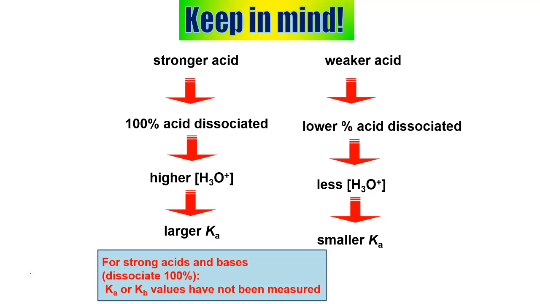And for strong acids and bases, it undergoes 100% dissociation. Jadi, nilai Ka or Kb, Ka itu adalah acid dissociation constant bagi acid. Kalau Kb, base dissociation constant. Okay, bagi strong acid and strong bases, Ka or Kb values have not been measured. Tidak pernah diukur. Alright? Okay.